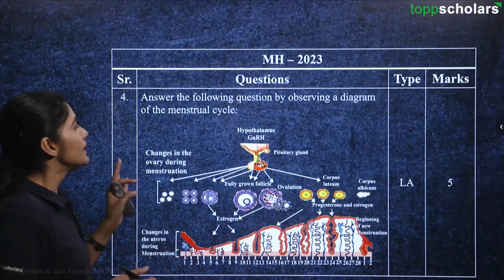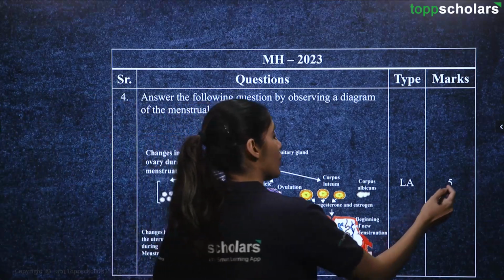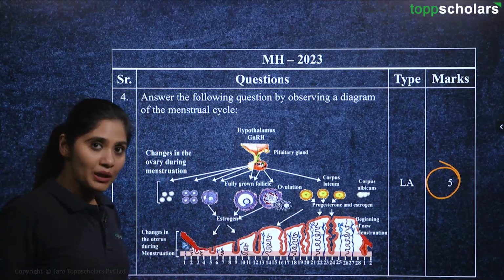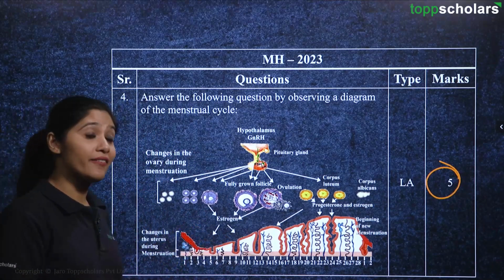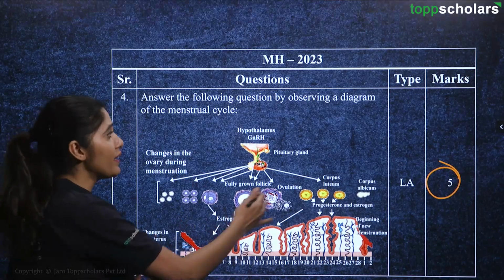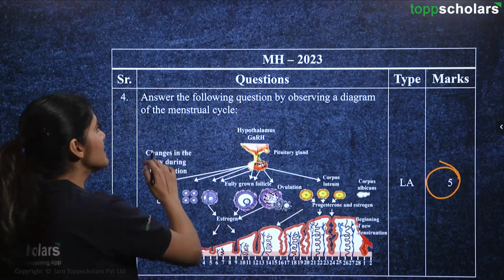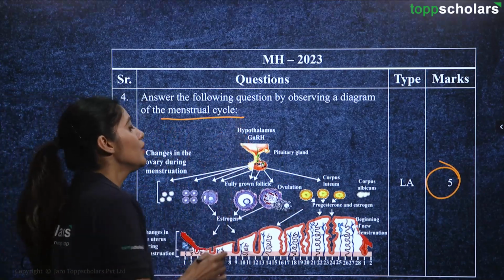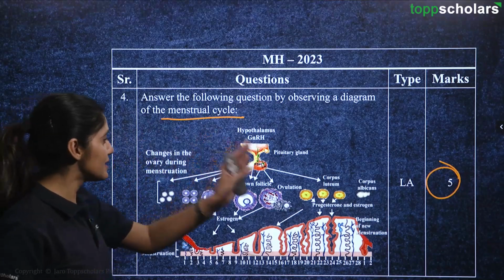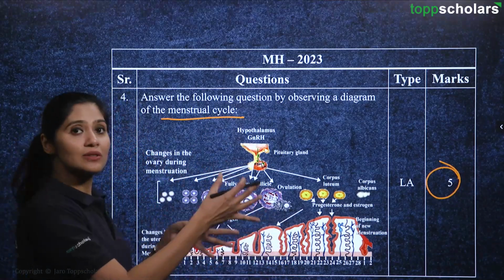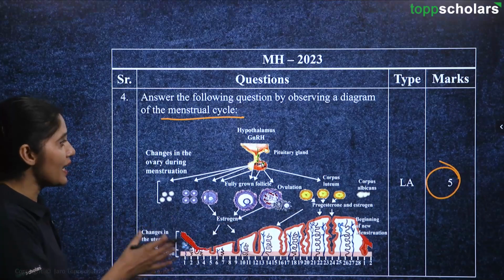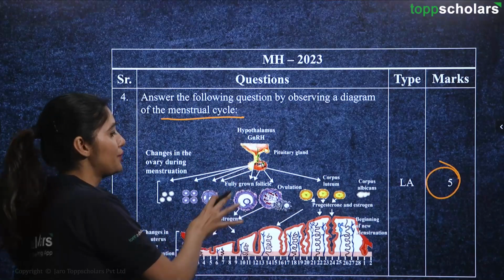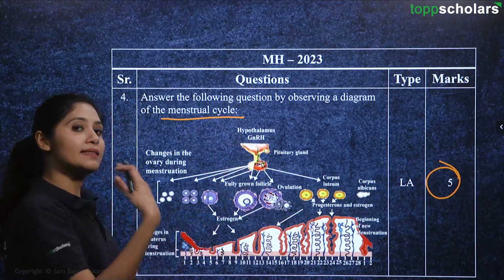Okay, now the next question, it is a long answer question and it's a very important question. Yes, there is a diagram given here. You first have to identify what this diagram is, what it is trying to say, and then answer the following questions by observing a diagram of the menstrual cycle. So it is definitely given here that this is a diagram of the menstrual cycle. Now, what are the questions that we need to answer? You have to just pick up the answer from this particular diagram and then try to answer.